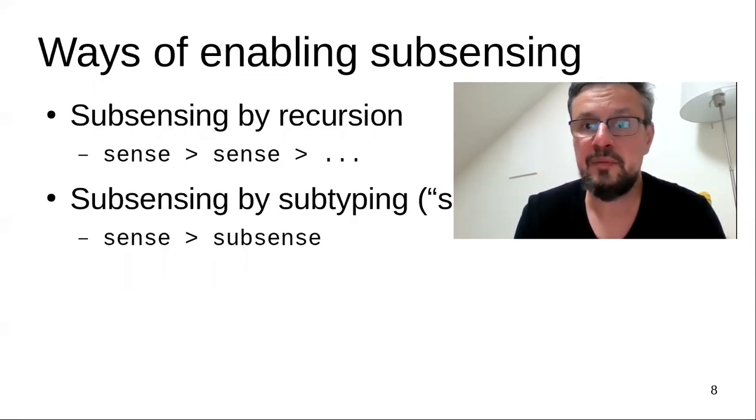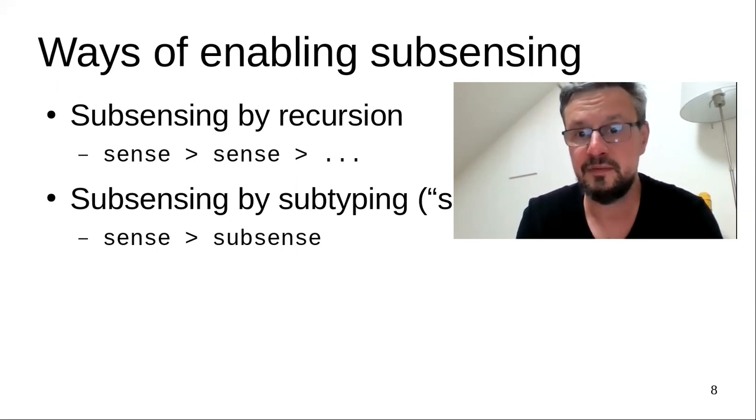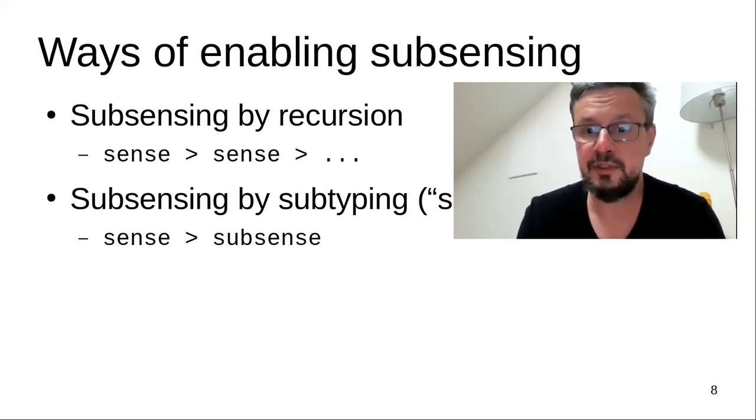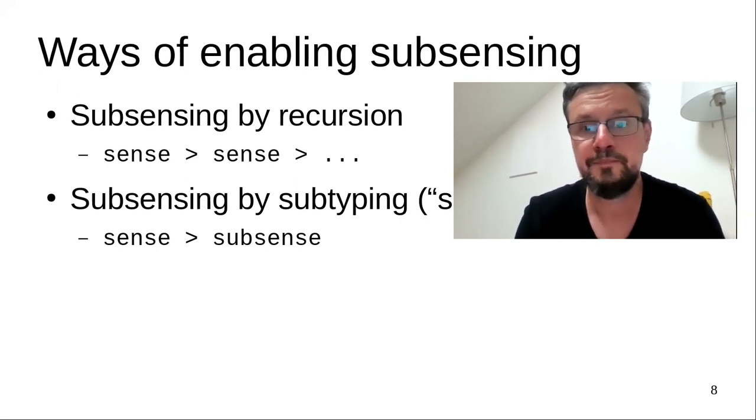Subsensing is usually enabled in dictionary schemas in one of two ways. One way to enable subsensing is through recursion. So the schema defines a data type such as sense, and it says that instances of sense can contain other instances of sense. This is recursion in the proper mathematical algorithmic sense, and it has this property that it can go on indefinitely, even though in practice dictionaries rarely go further down than 2 or 3 levels.